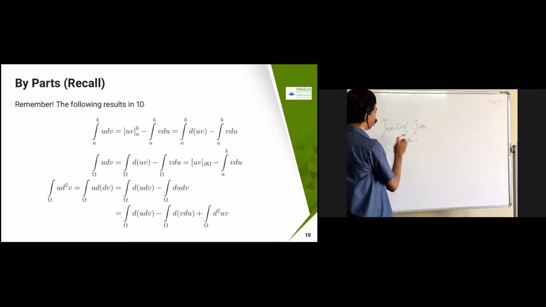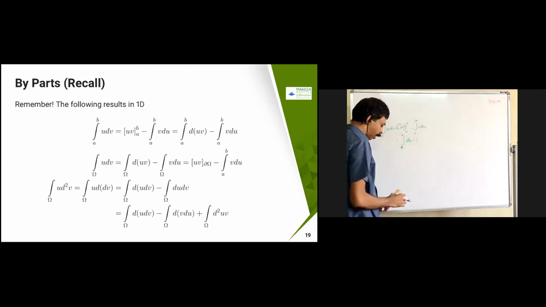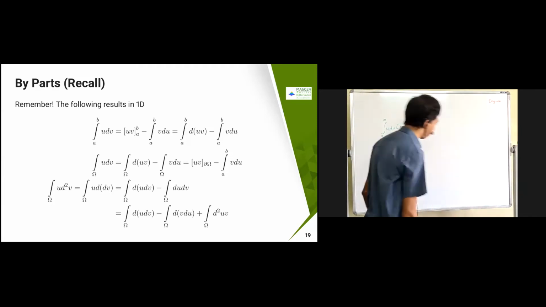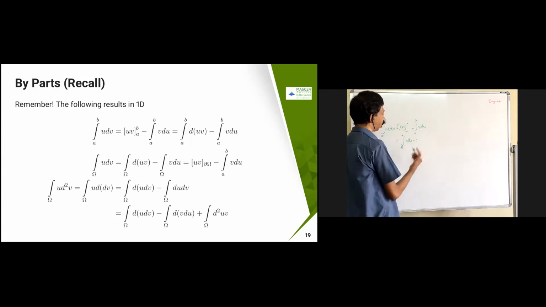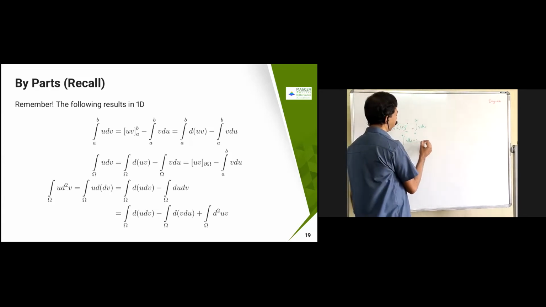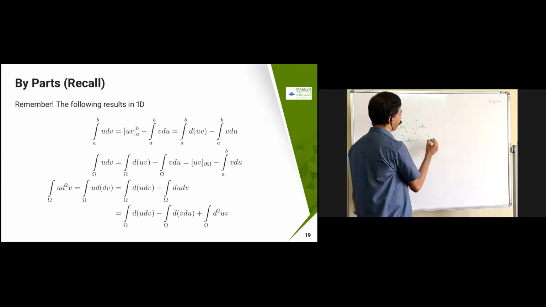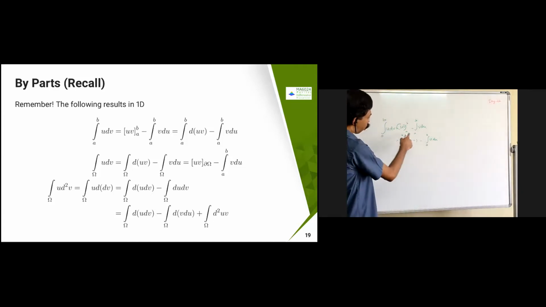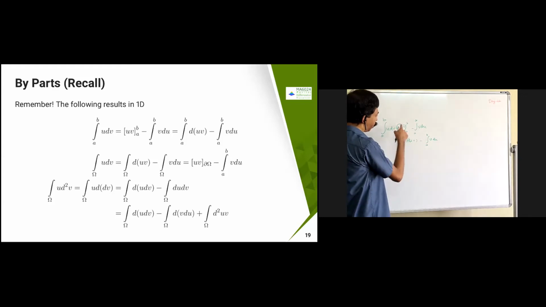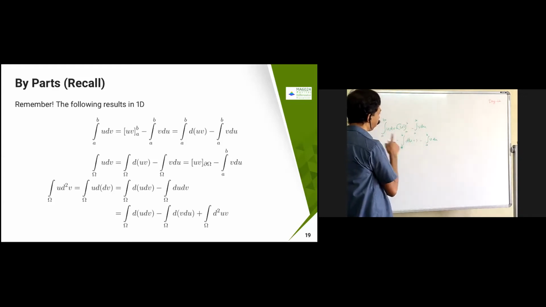d(uv) is simply from the differentiation product rule. If you integrate, you are going to get this one, which is the integration by parts formula. This is nothing but the boundary term, since it is already d(uv), so if you evaluate that, you get uv at the boundary.